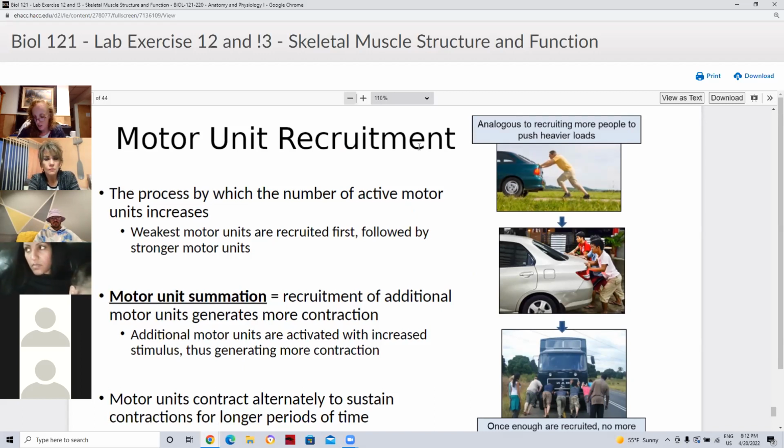As more motor units are activated with increased stimulus, you generate more contraction. So motor unit summation is essentially the strength of one motor unit's contraction being added to the strength of the contraction of the other motor units. Just like when we are looking at summation of graded potentials, whether or not we'd initiate an action potential, we're doing the same thing here.